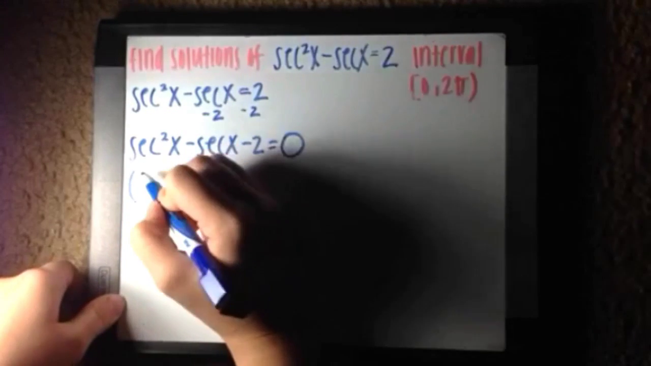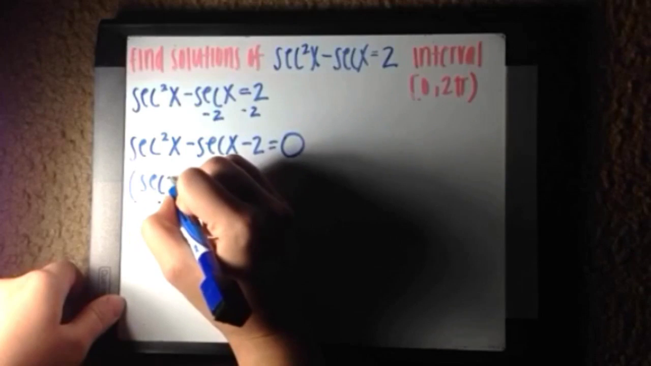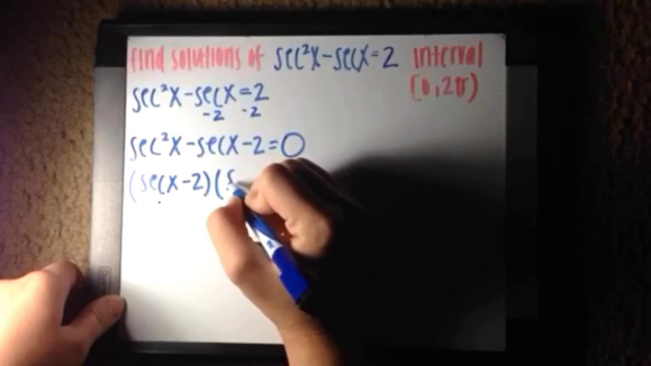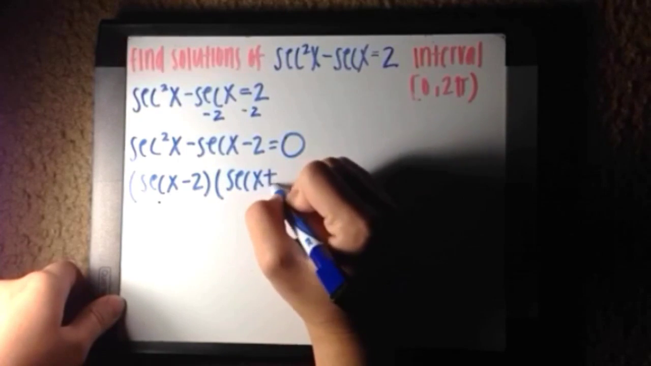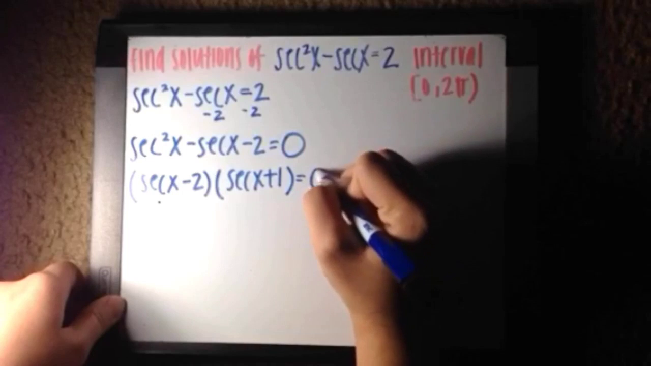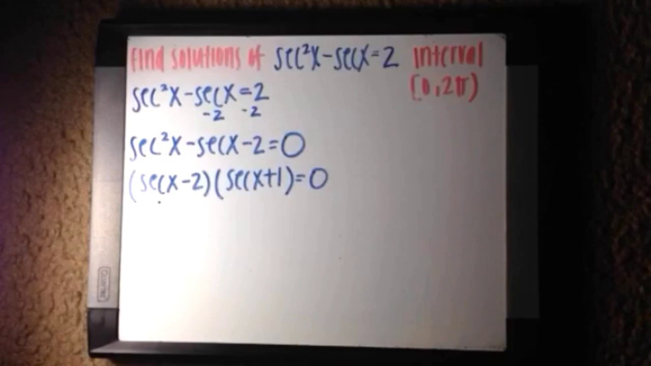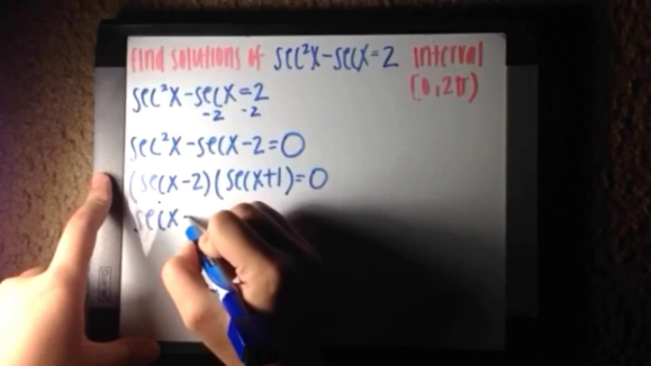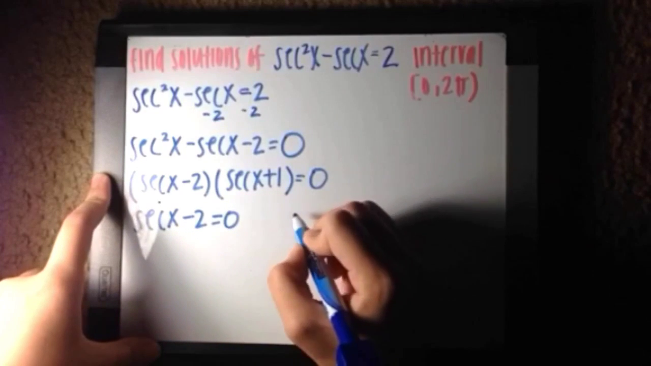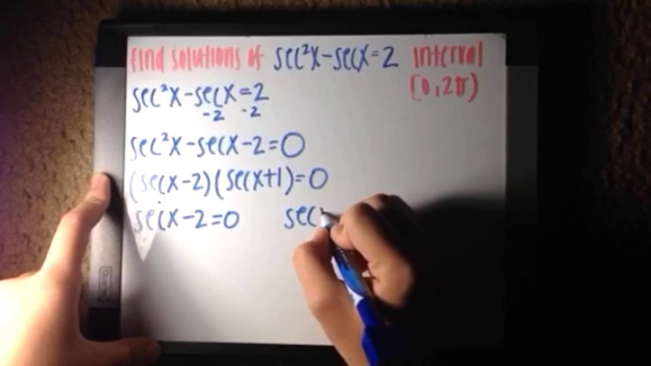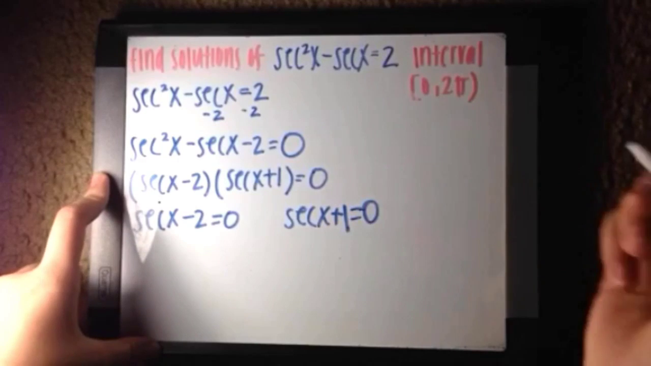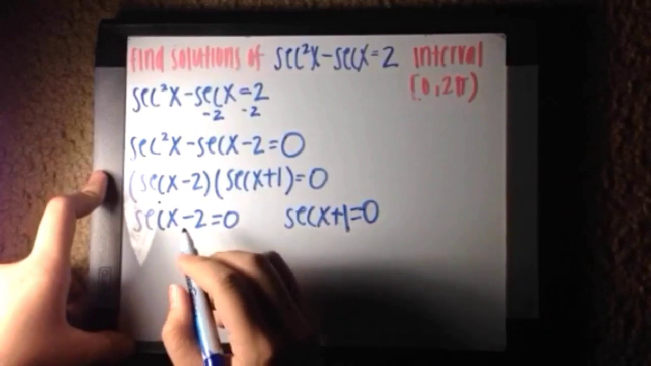Now we are going to factor the quadratic trinomial so that we get parentheses secant x minus 2 parentheses secant x plus 1 parentheses equal to 0. Now you want to set each factor equal to 0. What the zero product rule says is that if you're multiplying two factors and the answer is 0, the only way that is possible is if either the first factor a equals 0 or the second factor b equals 0. So to solve, we have to set each factor equal to 0. So we get secant x minus 2 equals 0 and secant x plus 1 equals 0.